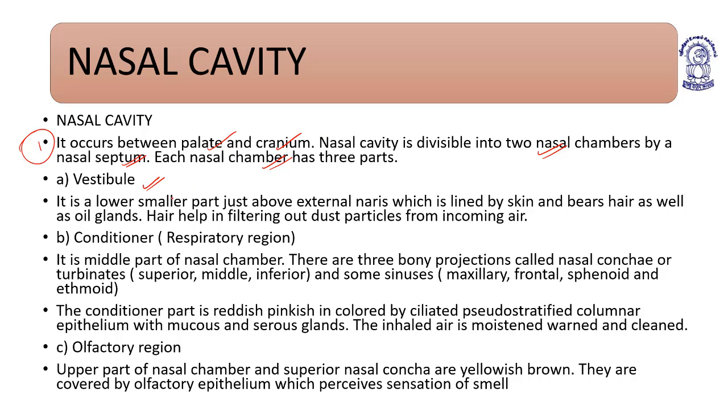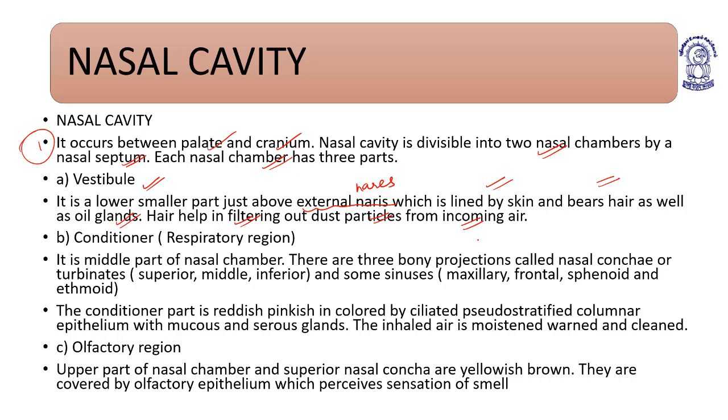Vestibule: it is the lower, smaller part just above the external nostrils, which is lined by skin and bears hair as well as oil glands. The hair helps in filtering out dust particles from incoming air.